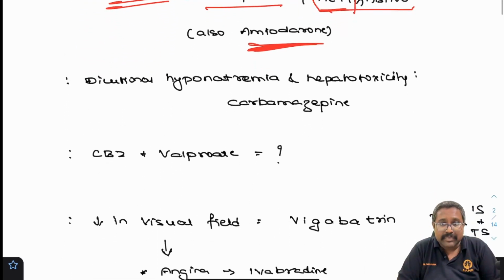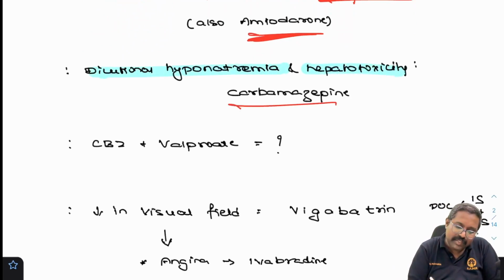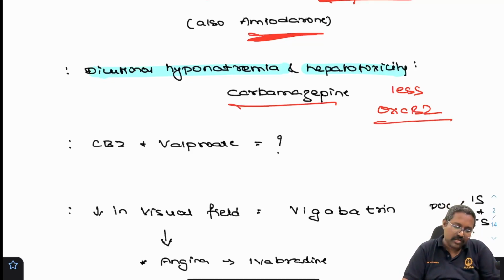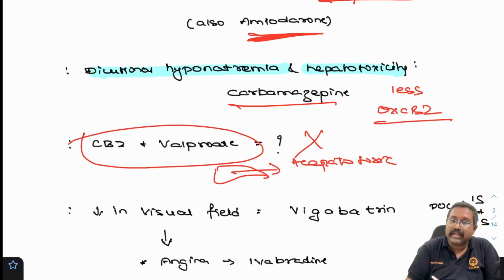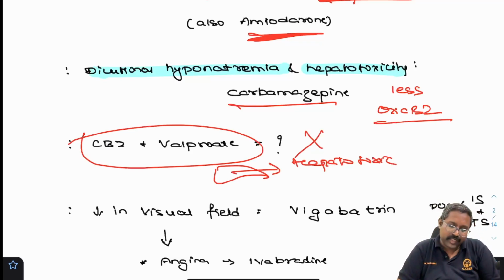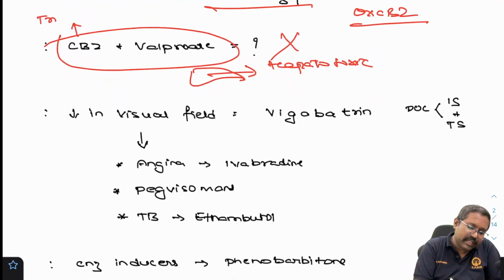With respect to the anti-epileptic drug which can lead to dilutional hyponatremia as well as hepatotoxicity, it is carbamazepine, and this is less seen in the case of oxcarbazepine. So can you combine carbamazepine with valproate? Please remember, both are hepatotoxic in nature. So you never combine carbamazepine with valproate. Is that clear? Where do you use carbamazepine? It is also preferred for treating trigeminal neuralgia.